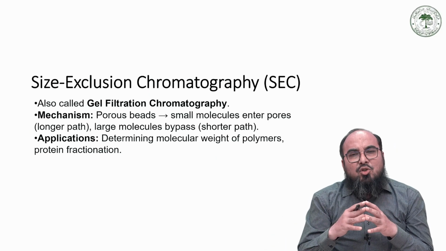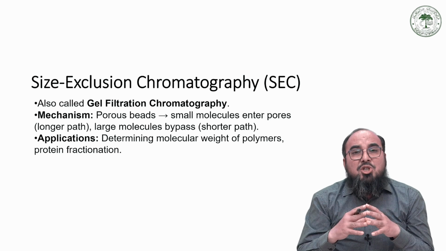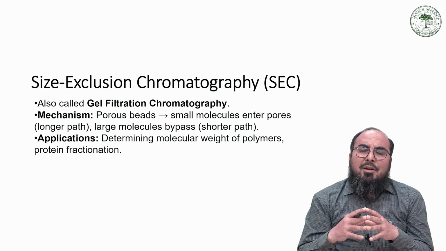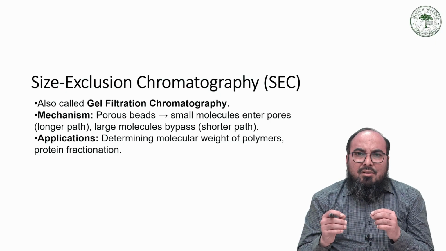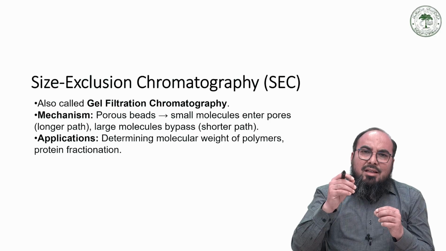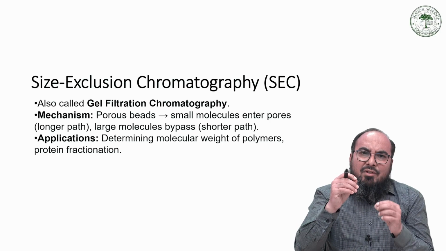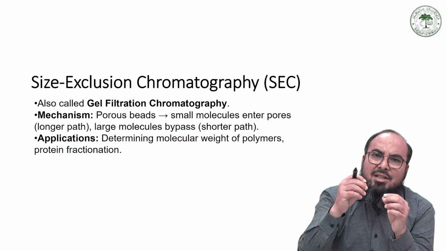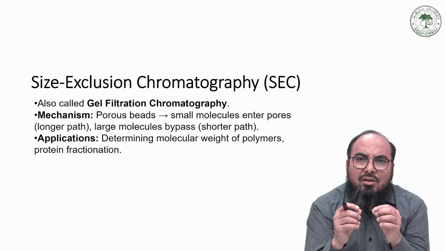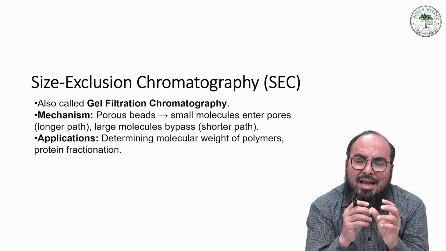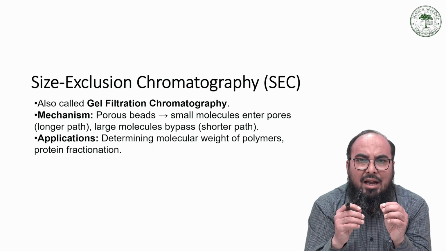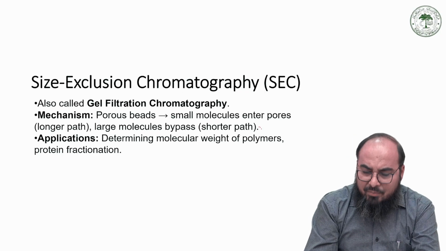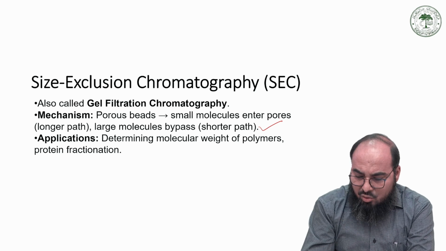Then comes size exclusion chromatography. This is also called gel filtration chromatography. Here the stationary phase contains certain pores. According to their size, the components which have comparable size with the pores present in the stationary phase get trapped, while the particles which are bigger than the pores just pass through. The bigger particles take a shorter path, or you can say elute quickly.